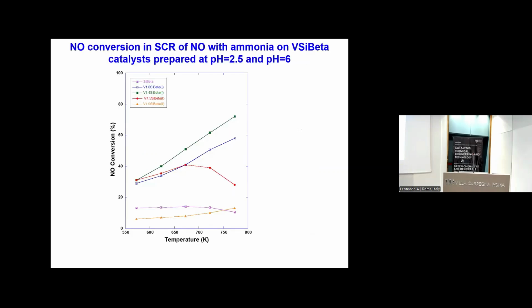Now I can show you also the NO conversion in selective reduction of NO with ammonia on vanadium Sc-beta catalyst prepared at pH 2.5 and pH 6. So we can see there's a big advantage of preparation of the catalyst at pH 2.5, because the NO conversion for this catalyst is much higher than in the case of preparation at pH 6.